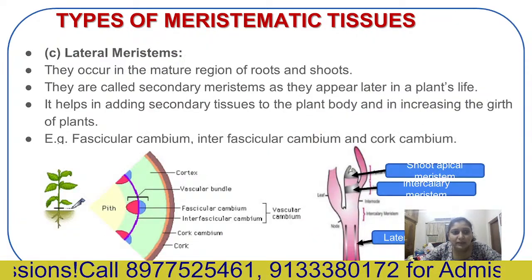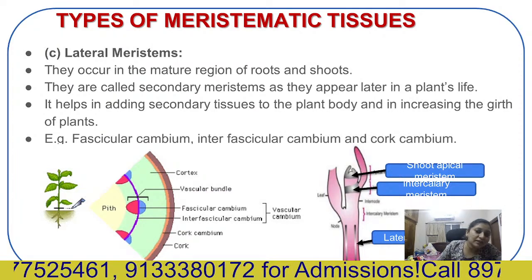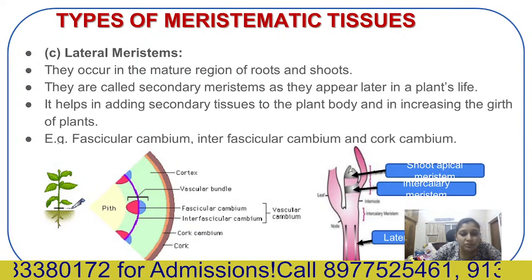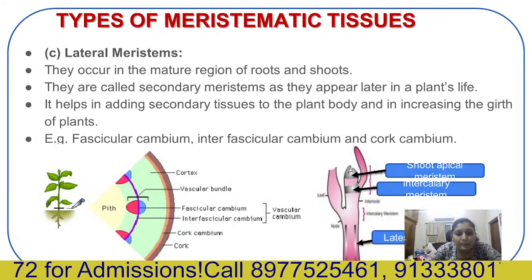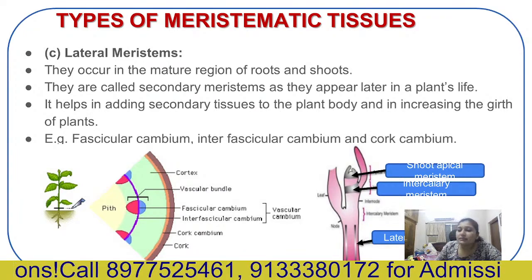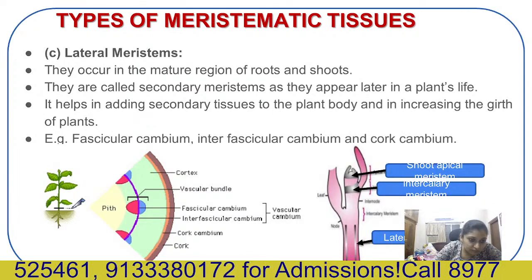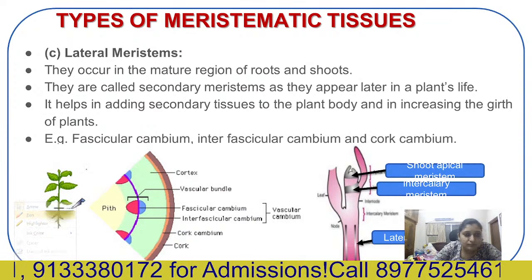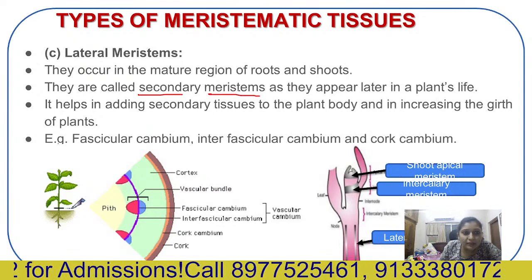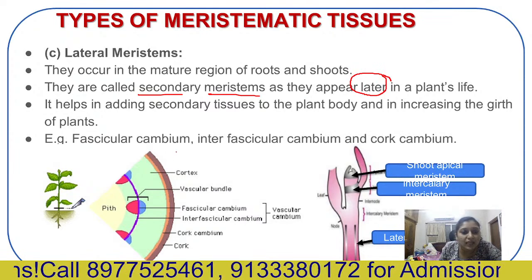Then types of meristematic tissue. In that, the third type is lateral meristem. So they occur in the mature region of the roots. So they are called secondary meristem. That means they appear in the later stage in the plant's life. That's why they are secondary meristem.